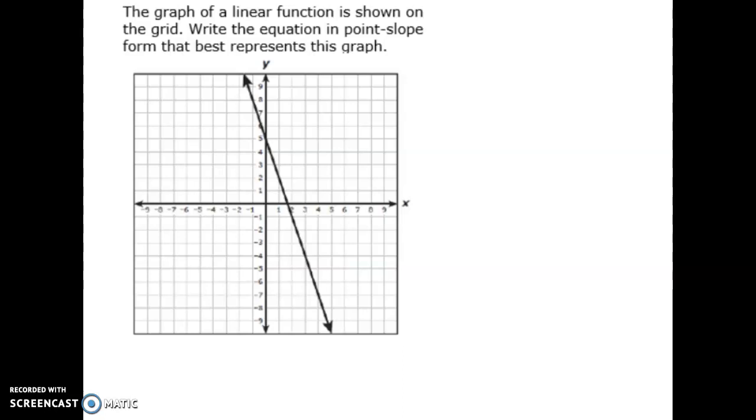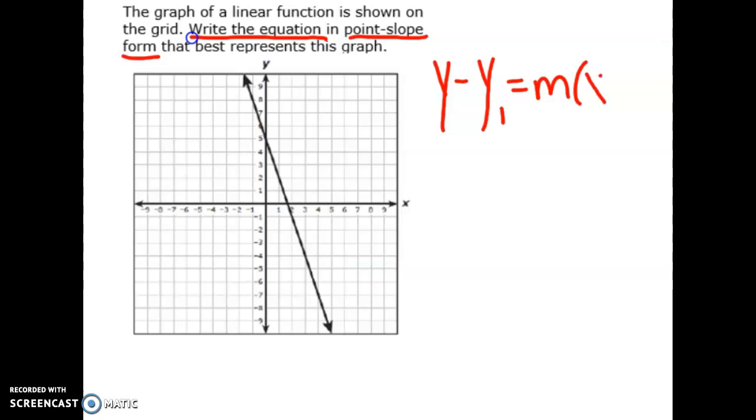All right, guys, so as you can see, we're given a graph and we need to write the equation. And it even tells us which form to use, point slope form. So let's go ahead and write down point slope form so that we have something to reference. y minus y1 equals m(x minus x1).